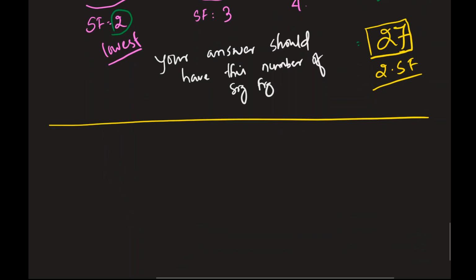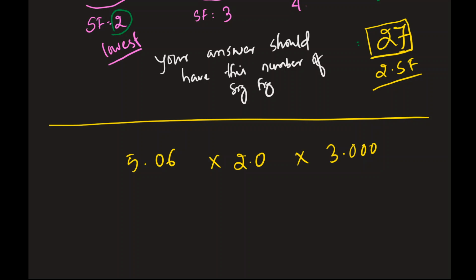Let's do another example. 5.06, 2.0, 3.000. Okay, so in this case, how many sig figs do we have? 3. This is 2, all the zeros are counted, 2 sig figs.